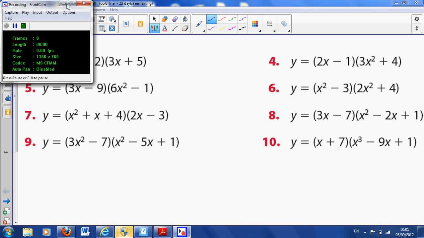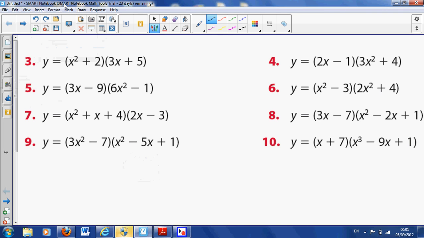Okay, so in today's lessons we're going to be differentiating by the product rule, okay? And the first thing we need to know is what is the product rule. Now, the product rule is basically differentiating. So the whole point of this question is to differentiate the following equations, okay? So just let me get myself ready.